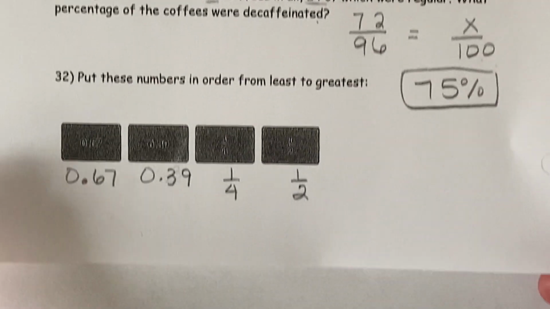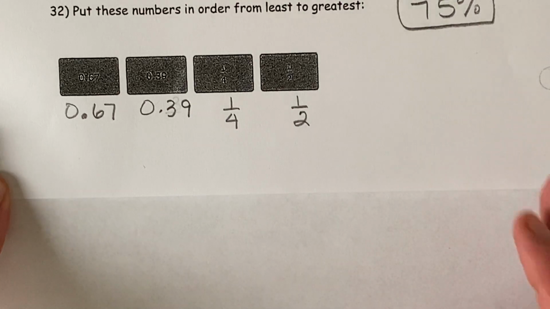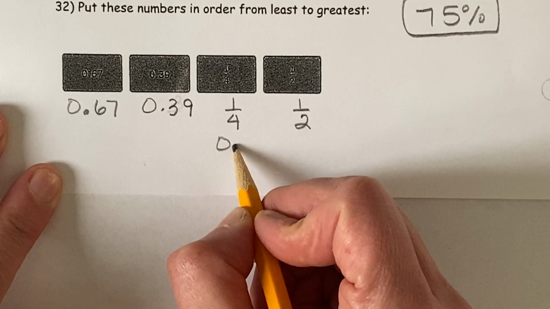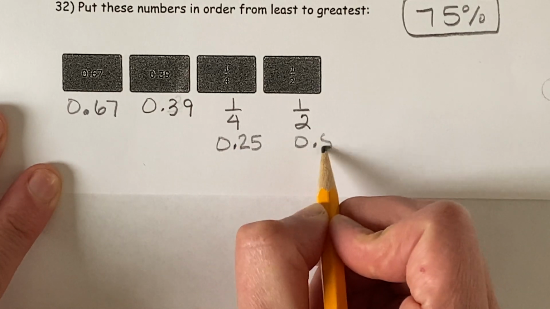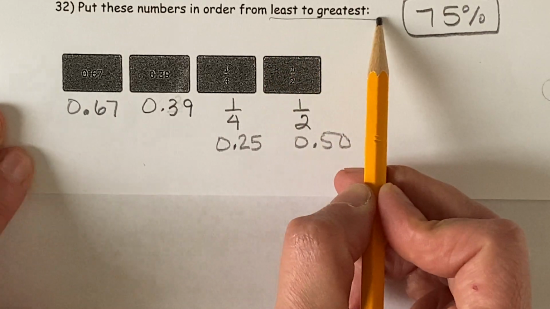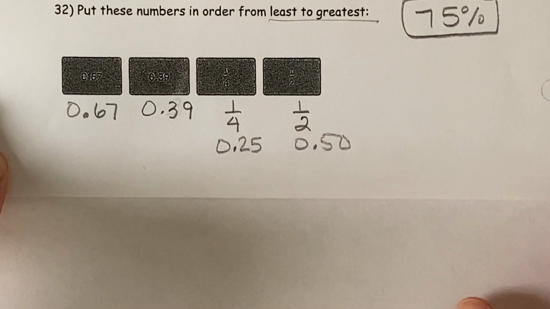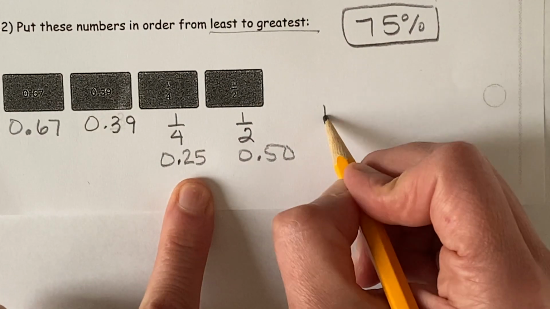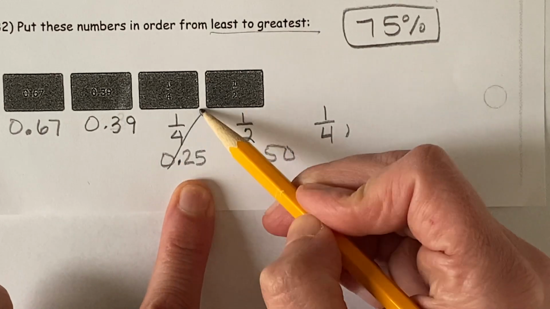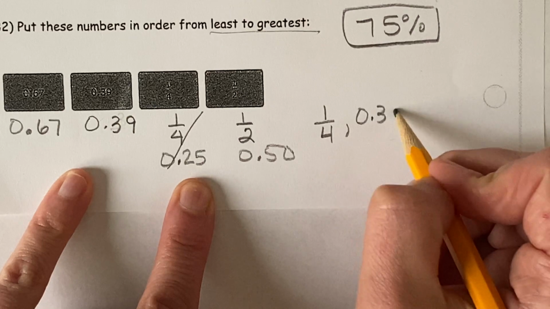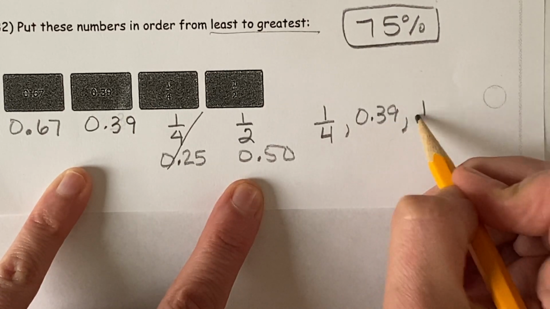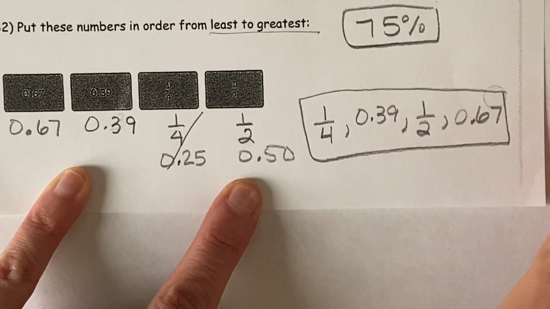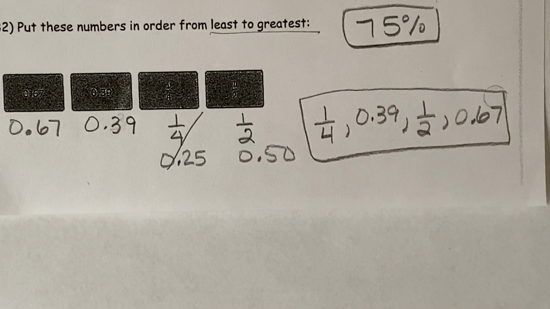Oh boy, look at number 32. You couldn't even see those numbers. So I wrote the numbers on the bottom. I'm going to change these all now to decimals. Okay, so what do we want? Least to greatest. My smallest out of all of those, you're going to write it like they wrote it, is 1/4. My next is 39 hundredths. My next smallest is 1/2. And then my largest is 67 hundredths. Make sure you wrote it like they wrote it.